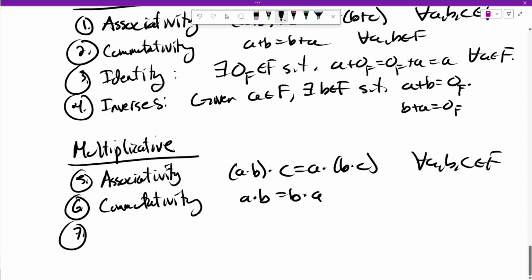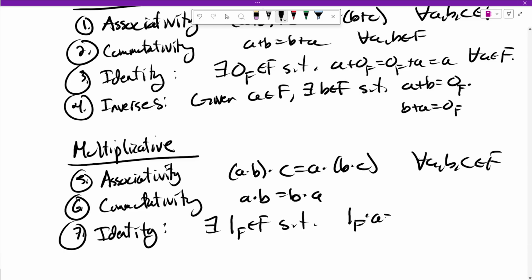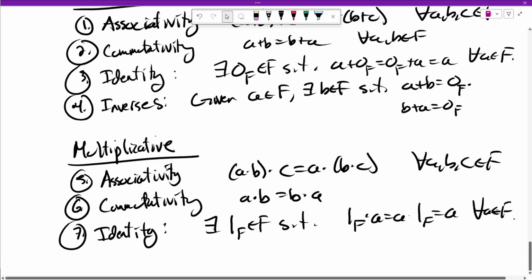7, there exists an identity, a multiplicative identity this time instead of an additive identity. So there exists a 1 element such that 1F times A is A times 1F is A for all A in F. Just like since we have commutativity, we don't actually have to list this condition, but it's good practice.